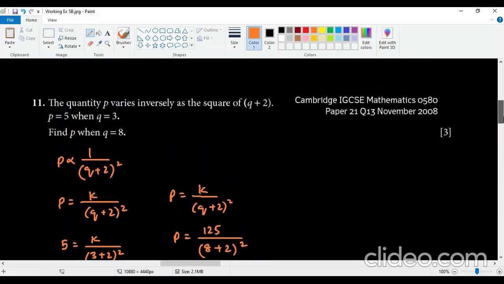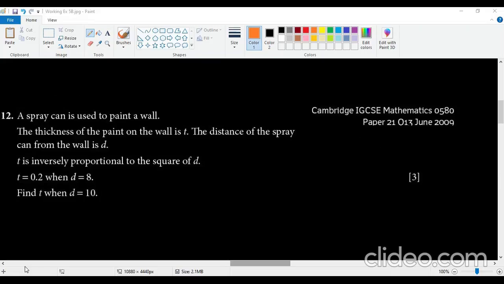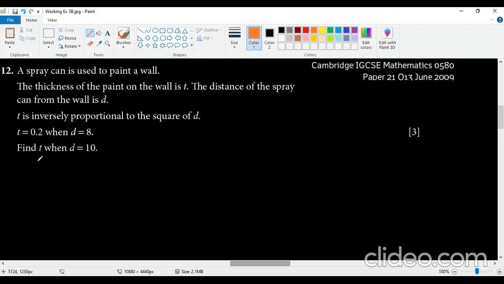Now moving on to the next question, which is question number 12. In this question, it says spray can is used to paint a wall. The thickness of the paint on the wall is T. The distance of the spray can from the wall is D. That means T is inversely proportional to the square of D. That means something like this. So we'll make a formula to find out the value of K. So the value of K is going to be T times D square. So we'll find out how much K is.